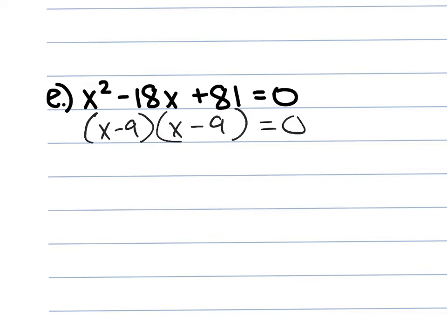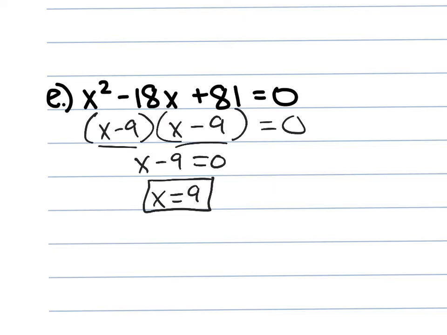x minus 9, x minus 9 is equal to 0. Now, notice I only do one of these. Why do I only do one of these? It's the same thing. It's just going to be one answer there. When you end up with two of the same things, that's a perfect square trinomial. It's something times itself. That's the same thing as x minus 9 squared is equal to 0. So I'm only going to end up with one answer there because I have two x minus 9s.